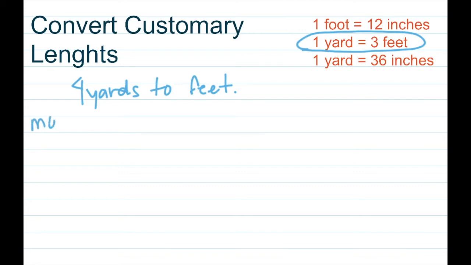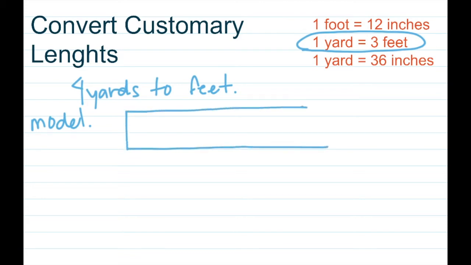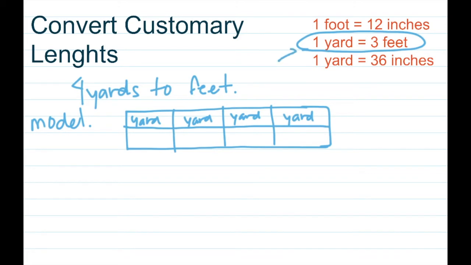And this one we're going to solve by doing a model. It's not the easiest or the fastest way, but it's one way that you can visually see what you are doing. So we're going to create a model right here, doing 4 yards. I'm going to divide it into 4 equal parts because I have 4 yards. So this one is the yard, another yard, another yard, and another yard. Each of those yards, 1 yard, is equal to 3 feet. So now I need to divide each of those yards into 3 feet. This one is going to be feet, feet, feet, and I will do the same for all of them. This is divided into 3 because 1 yard is equal to 3 feet.